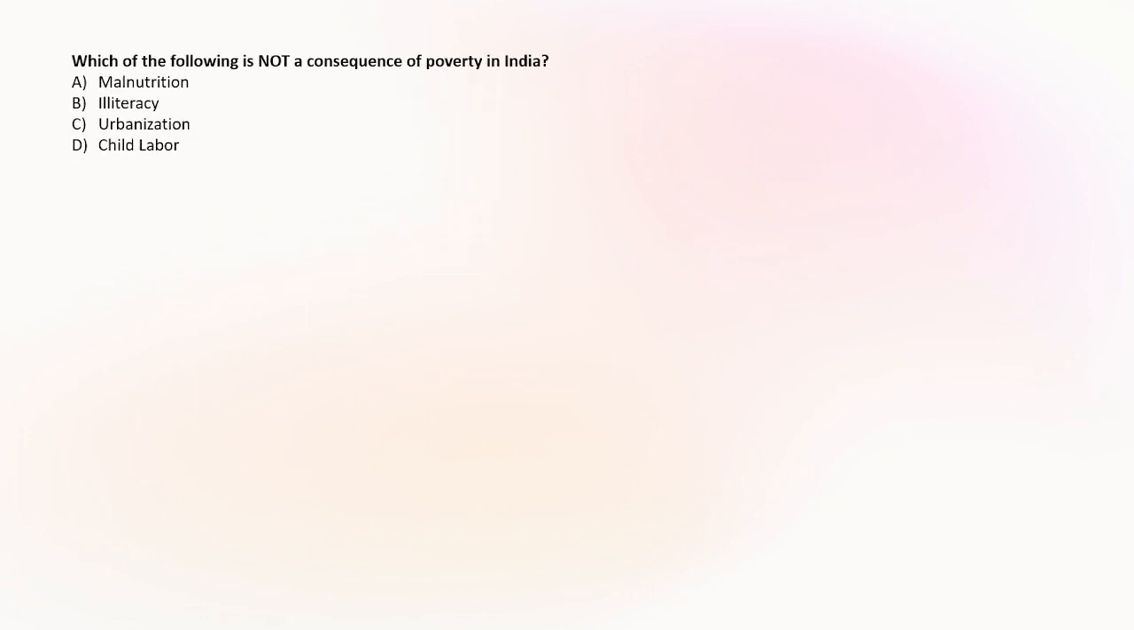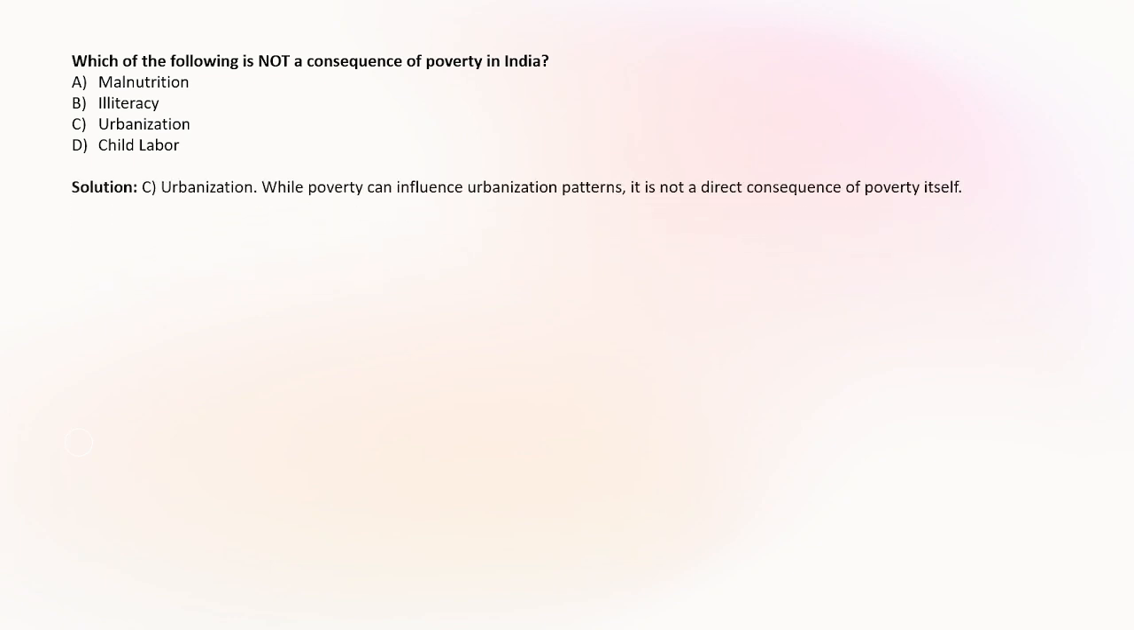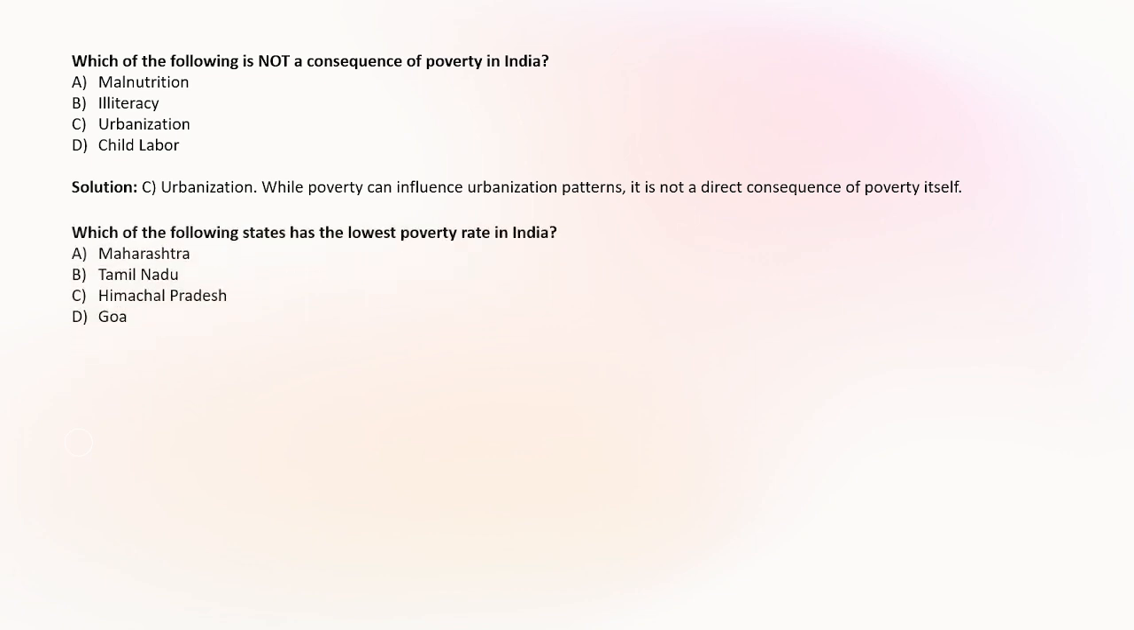Then again coming back to the MCQs, which of the following is not a consequence of poverty in India? Malnutrition, illiteracy, urbanization, or child labor? It is urbanization. While poverty can influence the urbanization pattern, it is not a direct consequence of poverty itself. People come to the urban cities in search of jobs. It is not going to affect their poverty. It is going to increase their social status, their income, and the standard of living.